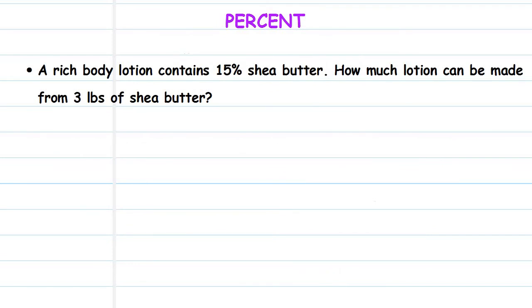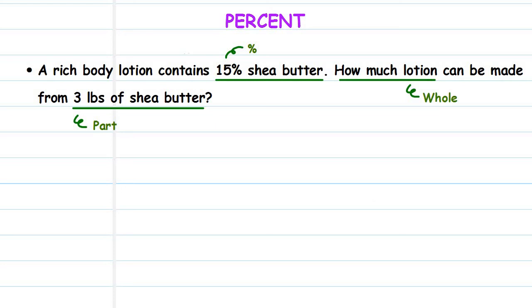For this question, a rich body lotion contains 15% shea butter. How much lotion can be made from 3 pounds of shea butter? For the first step, I look for percent, and that is 15% of shea butter. So part from the formula should be about shea butter, and that's why it is 3 pounds of shea butter. And whole will be the lotion, how much lotion can be made, and that's what they're looking for.